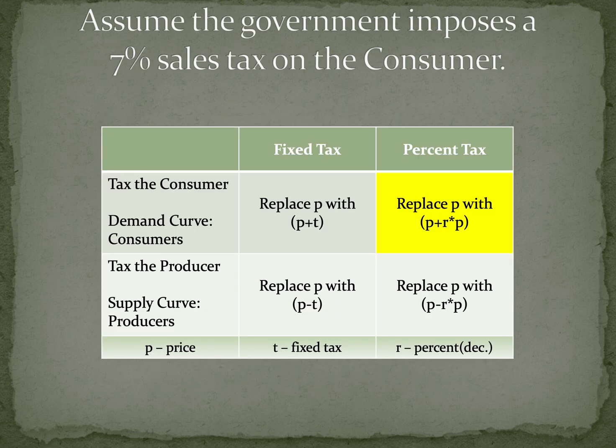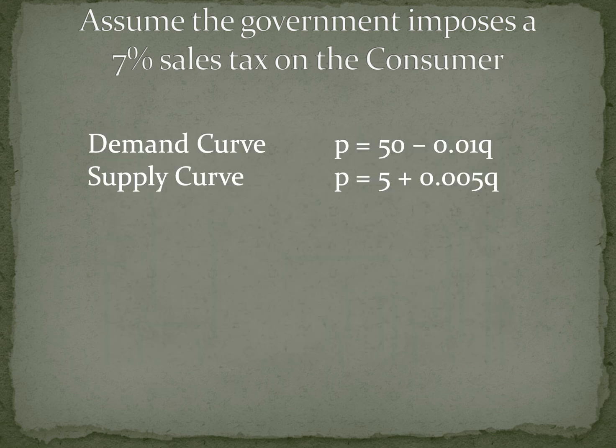So here we're going to impose a tax. In this case, we're going to look at a 7% sales tax on the consumer. So we're taxing the consumer, so we're looking at the first row, and it's a percent tax, so we're looking at the second column. In this case, wherever we see P representing the price in the demand curve, we're going to replace it now with the price plus that tax.